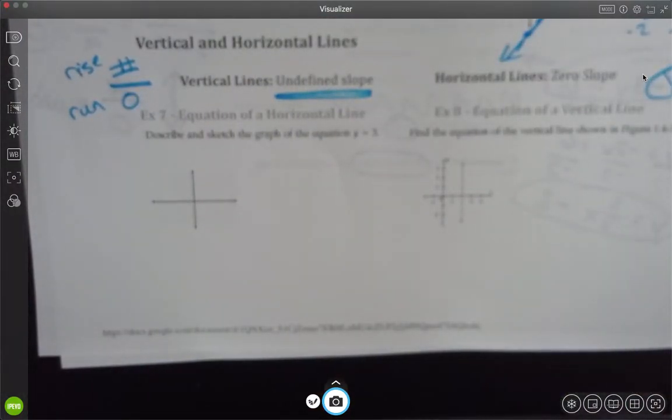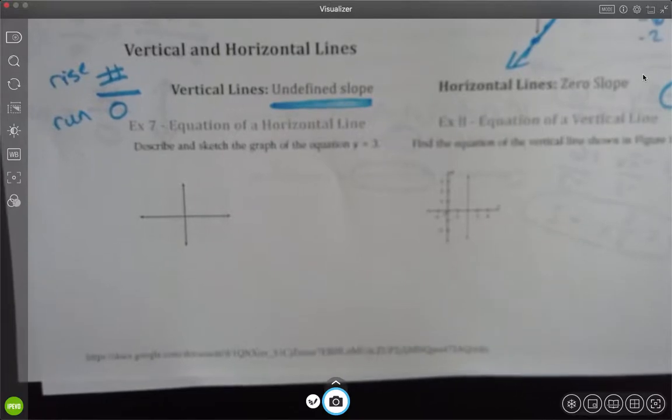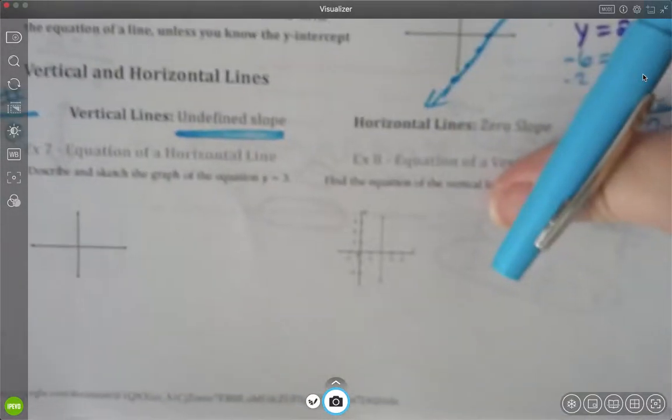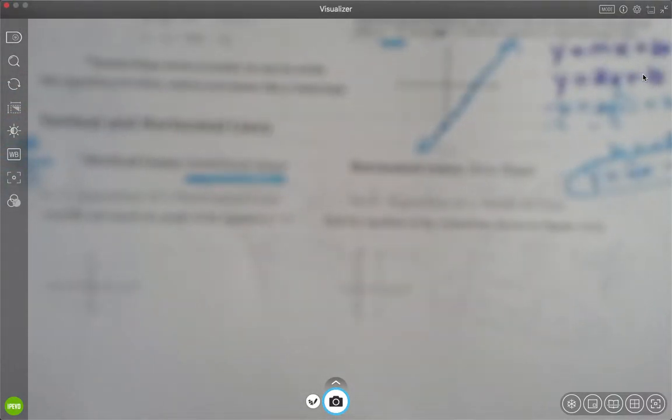So they want us to graph y equals 3. This is a horizontal line. Hold on. Let's talk about horizontal lines quick, because they give us a horizontal line first.